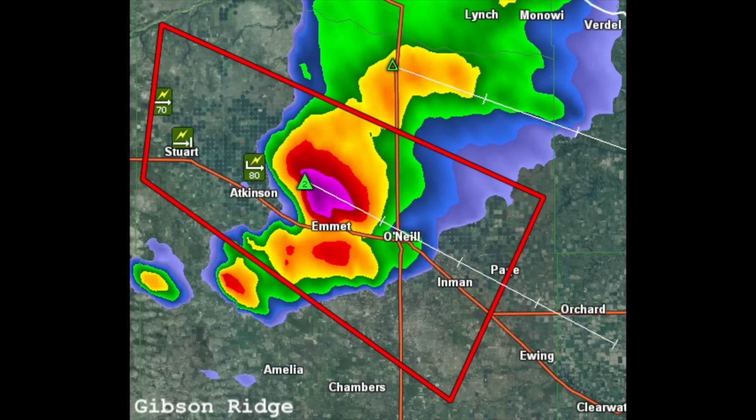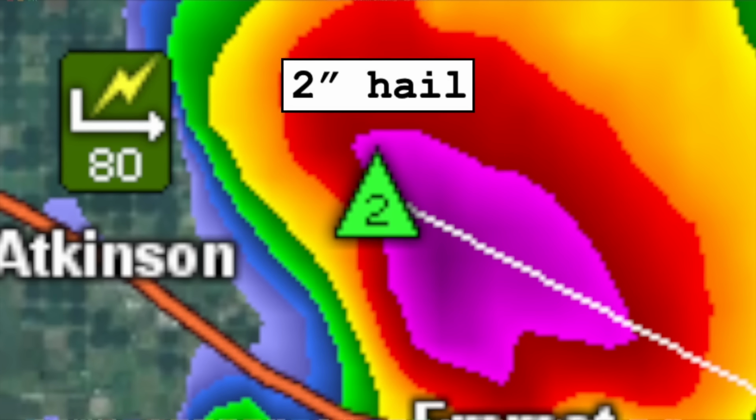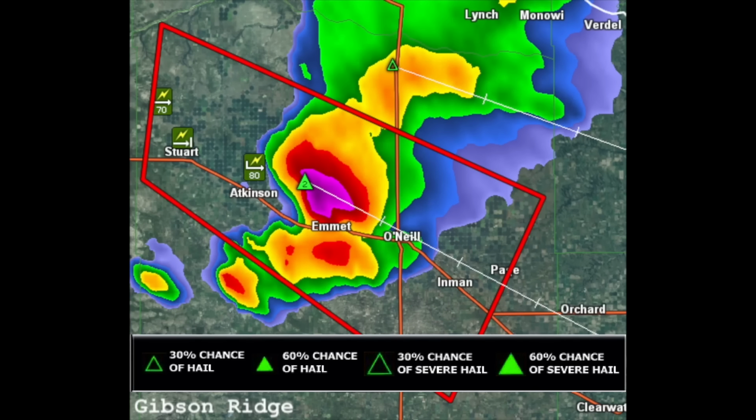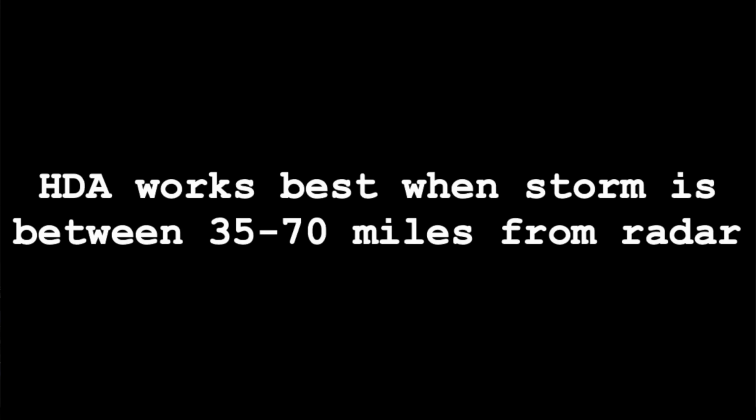The standard symbol for hail identified via the HDA is an upward pointing triangle. Gibson Ridge software lists the hail size in inches within the triangle, and a larger triangle is used when a probability of severe hail exists. The HDA works best when a storm is between 35 and 70 miles from the radar site. Outside of this range, the HDA's efficacy decreases.